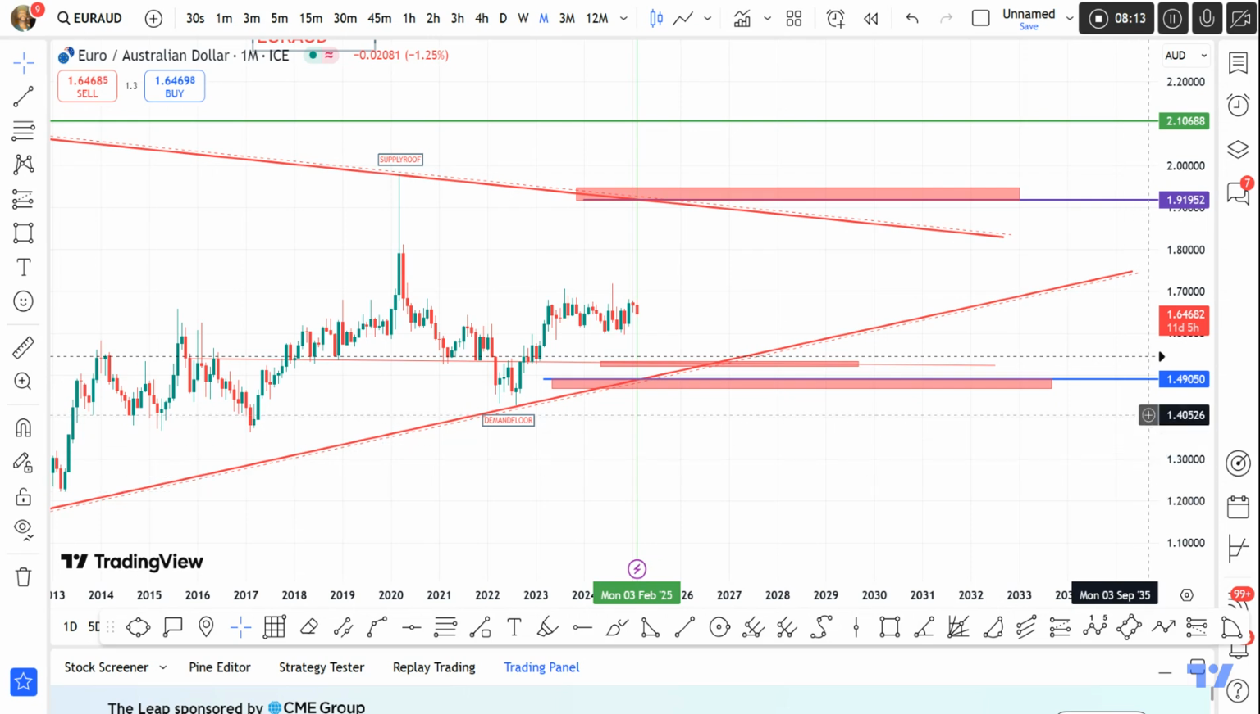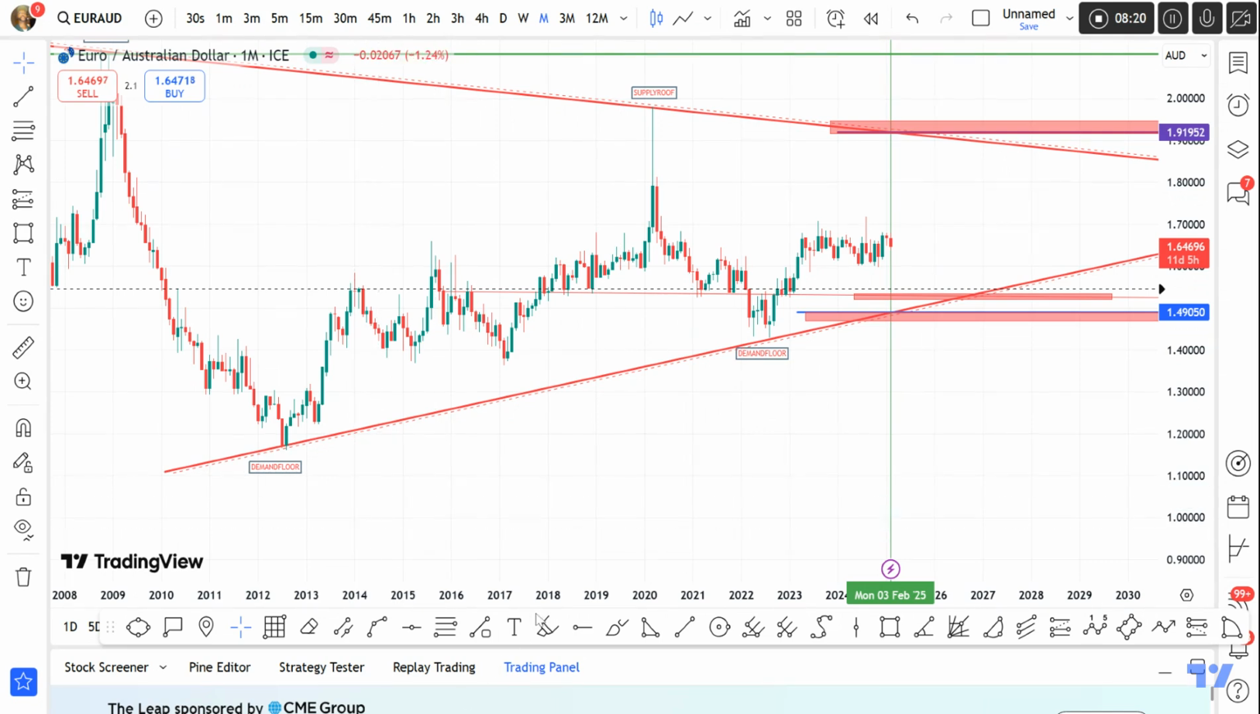You might see it at 1.49050. Because why? This is an ascending trend line. The ascending trend line has been updated. We have here a demand floor, giving us an ascending trend line.